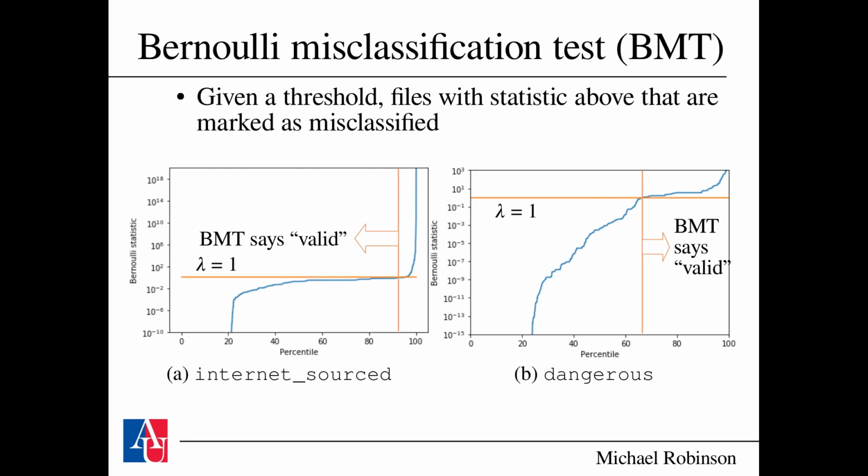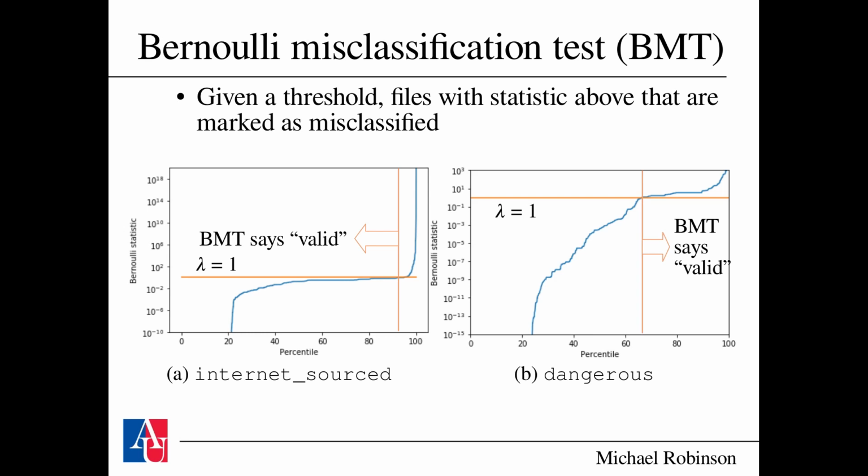Here are histograms for the two data sets. The horizontal axis are the files sorted by the statistic, the likelihood ratio on the vertical axis. You can see that there's some twists and turns. Those twists and turns are due to the fact that our data are clustered differently. The clusters are rather tight in the internet sourced data, which gives rise to that particular sharp knee. And the more spread outness is why the progression of the histogram is a little smoother on the dangerous side. I've marked the likelihood ratio of 1, horizontal line lambda equals 1, for you, so you can see where that is.